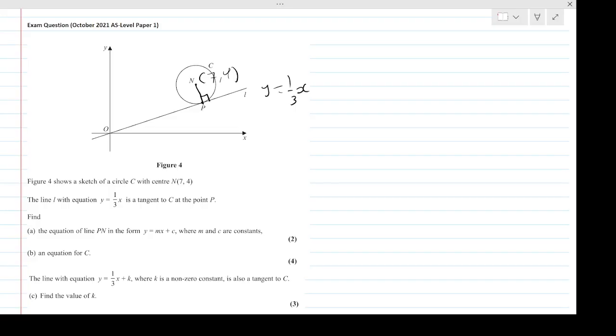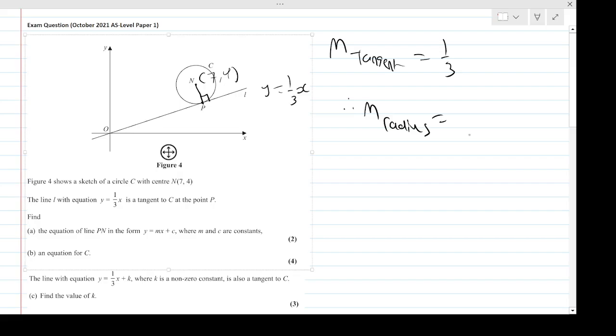So we already know that the gradient of the tangent, because it was a third x, the gradient would be a third. Therefore, the gradient of the radius, or PN, well, it's going to be the negative reciprocal because they're perpendicular. So it's going to be negative 1 over a third, which will be 3, so minus 3. There we are. So then y is minus 3x plus c. Then we just need to find that c.